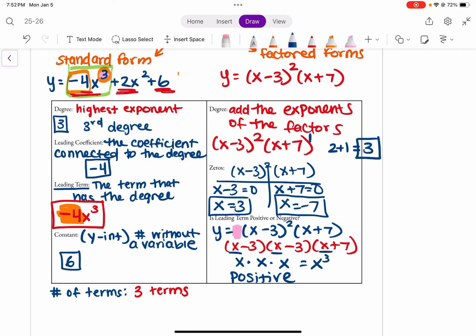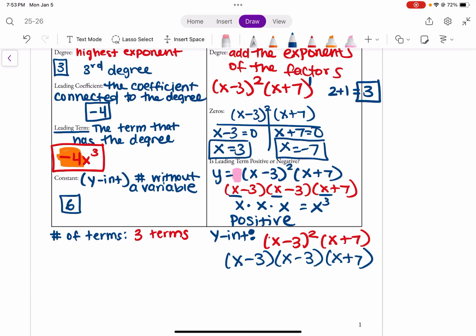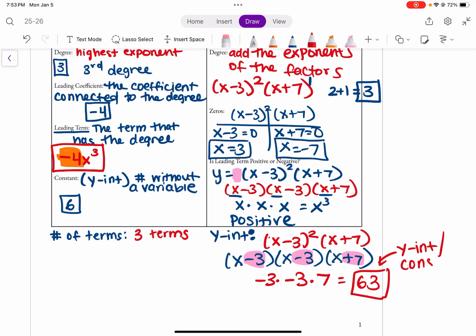And then with the factored form, we can still find the y-intercept. The way that we find the y-intercept is, again, let me write out the equation. So we have x minus 3 squared times x plus 7. Remember, this means x minus 3 twice. So x minus 3 times x minus 3 times x plus 7. To find the constant, we just multiply the constant terms in each factor. So negative 3 times negative 3 times 7. If you put it in your calculator, you're going to get the constant, or the y-intercept, of 63.